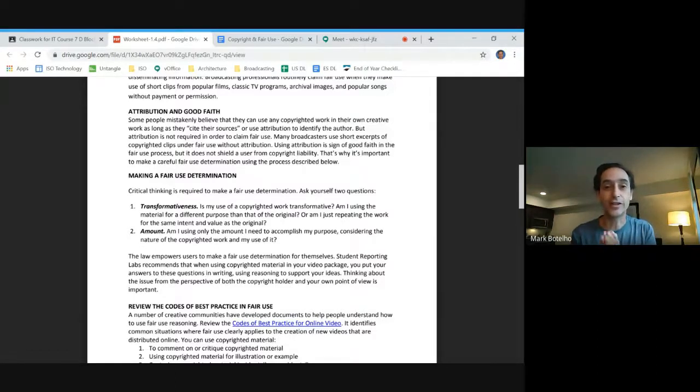The key here is not to use so much that you get someone mad or upset that you stole their work, but enough to do what you need to do, okay? What you want to do is just be able to get in there under good faith, use a little piece of it, create something new, get your point across, and move forward.